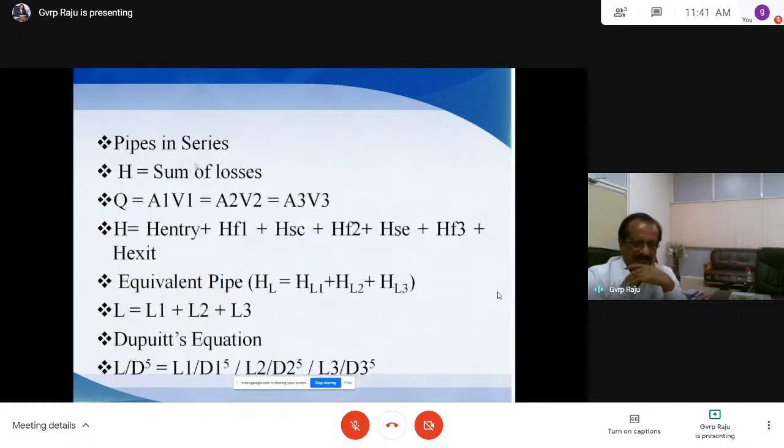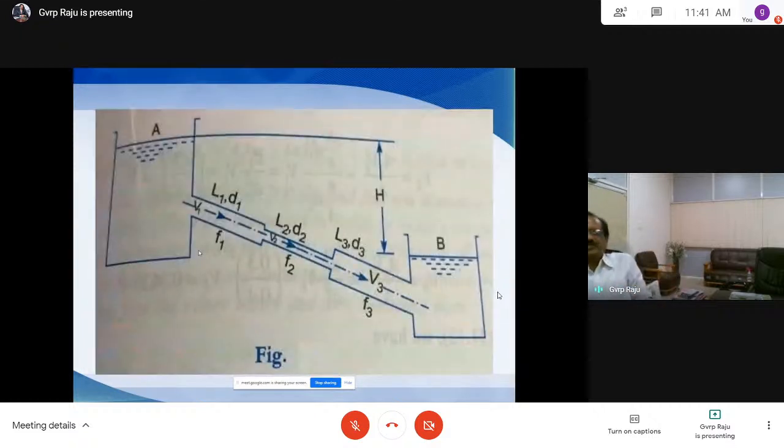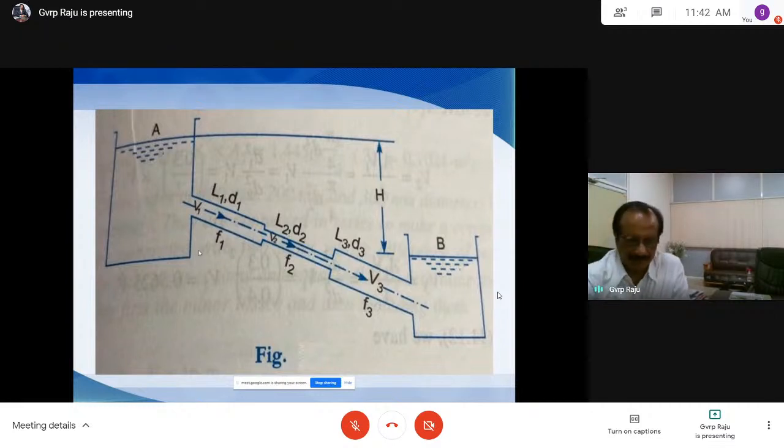Now the pipes are connected in series. Let us have the discussion now. Sometimes you may not have a single pipe; you may have different pipes here. Then how will you analyze this problem? Once again, one equation is that the water level difference between the two reservoirs is equal to the sum of losses.